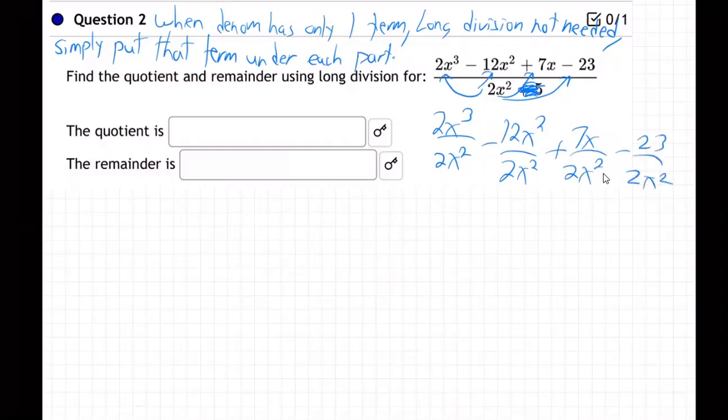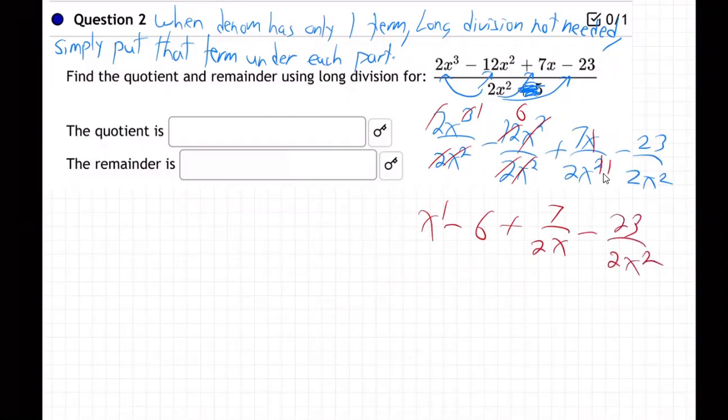Then I would just cancel. 2 cancels 2. X squared leaves x to the first there. And 2 goes into 12 6 times, x squared cancels x squared, 6 plus. And then here, x cancels x squared, leaving x to the first down below. And then this would stay 23 over 2x squared, and we'd be done. That's all there is to it. It wouldn't be a hard deal at all if there was only one term in the denominator.